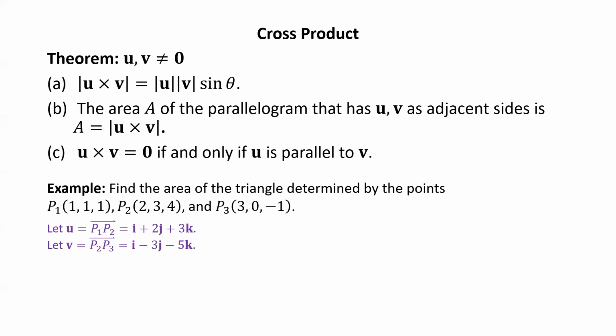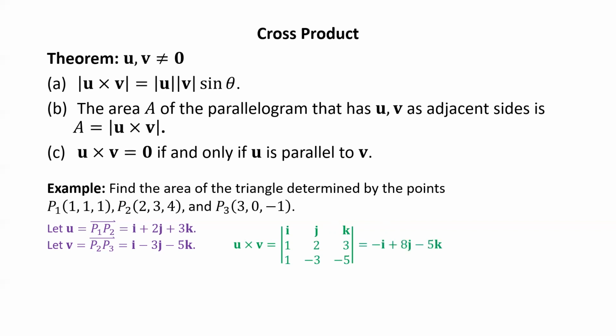So we subtract 3 minus 2 to get 1i, 0 minus 3 to get negative 3j, and negative 1 minus 4 to get negative 5k. We could have also used the vector p1, p3 if we wanted to, but we only need 2 vectors. So these 2 will suffice. Okay, we're going to go ahead and take the cross product of these 2 vectors. Okay, put it into our matrix to take the determinant.